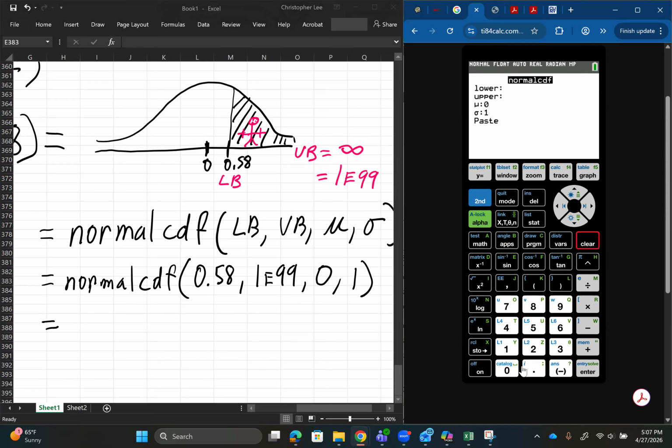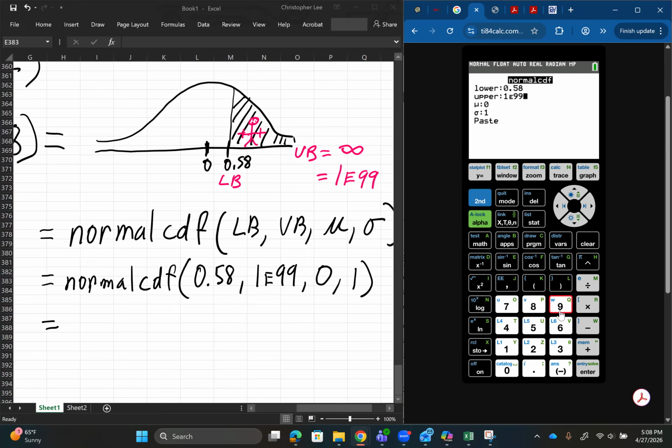That doesn't sound right. Hold on. 0.58. That looks better. Your upper bound is infinity, right? So that's going to be the 1. But check this out. That E that's there is this double E that you see right here, EE. So you have to press second and then EE. Right? That's how you get that E there.